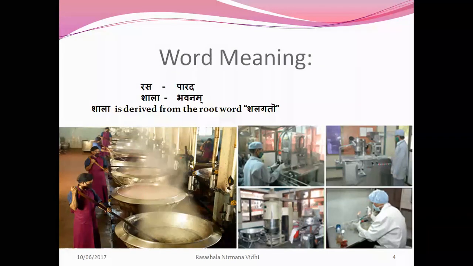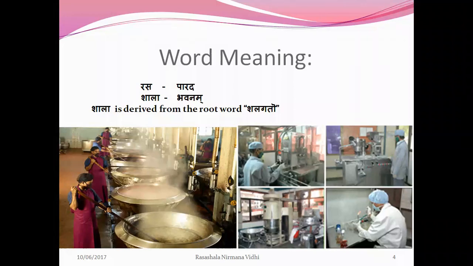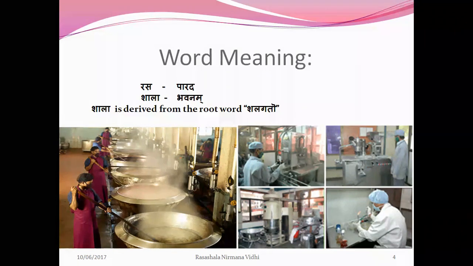Rasa, as you know, indicates the parada or any rasadravya. Shala is bhavanam. The word shala is derived from the root shalgatam. So RASASHALA means the Ayurvedic pharmacy, or you can consider it as a Beshaja Gara, where the processing of medicines is carried out, it may be the Shodhana process, the Marana process, or the Bhavana process. These samskaras are carried out in RASASHALA. Clear?